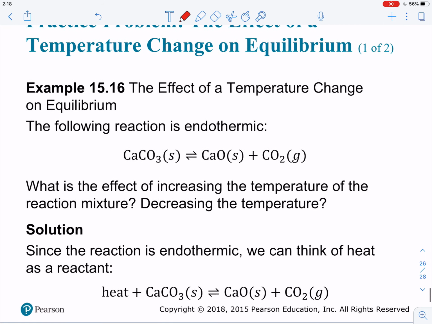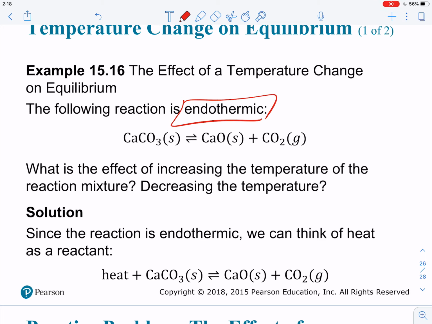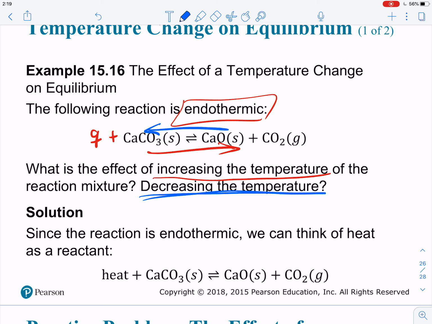So in this particular case, we have an endothermic reaction. What happens if you increase the temperature in this reaction? It's endothermic, right? So if it's endothermic, then it goes here. So increasing the temperature will cause the reaction to go in that direction. And decreasing the temperature will cause the reaction to go in that direction.